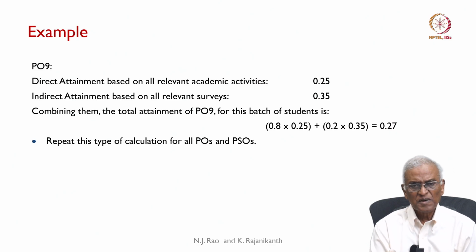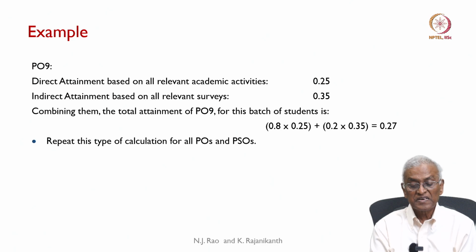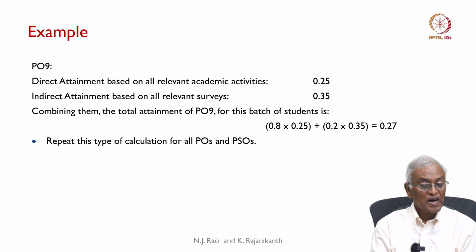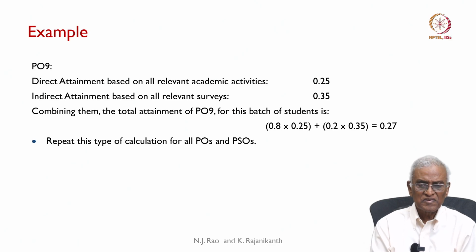PO9, take something arbitrarily. Direct attainment based on relevant academic activities is 0.25. Actually, PO9 is related to communication. Indirect attainment based on all relevant surveys is 0.35. Then what do we do? Combining them, the total attainment of PO9 is 0.8 into 0.25 and 0.2 into 0.35. What you get is 0.27, or you call it 27%, doesn't matter.